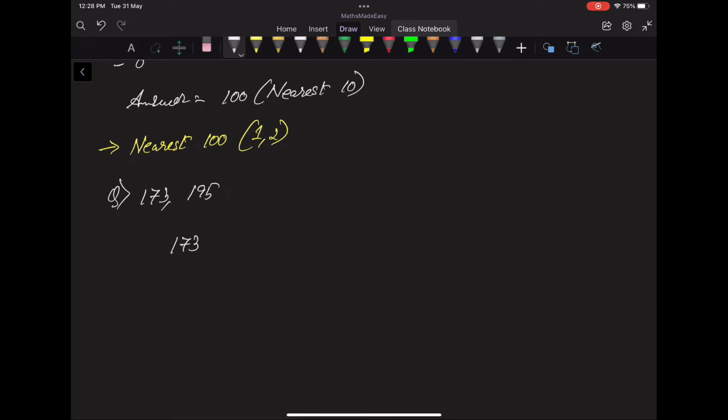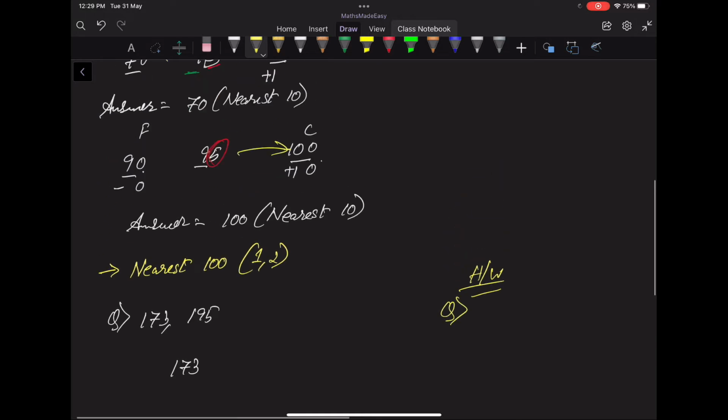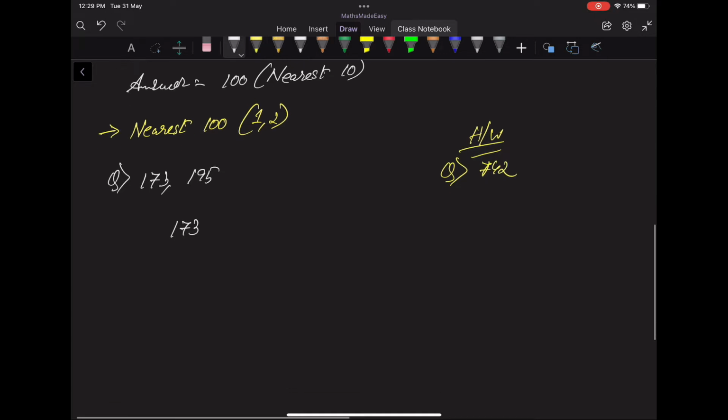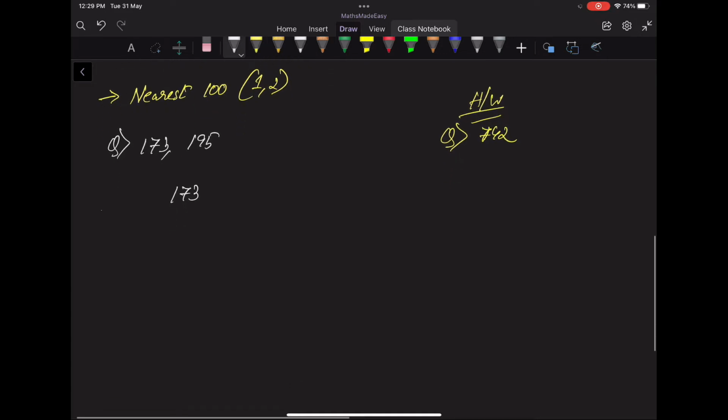Nearest 10. Take 173 here, and here is a question again for you guys. Here's a homework for you guys. What did I give here? I gave 135. So here is a question for you guys. 742. Okay, try and solve that.